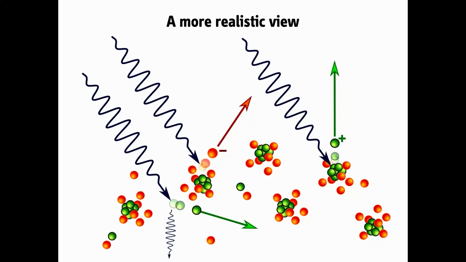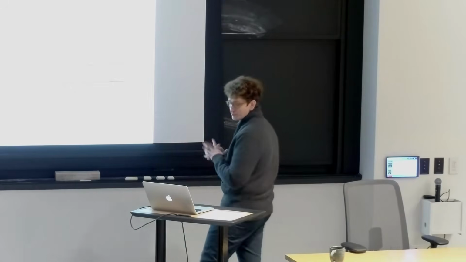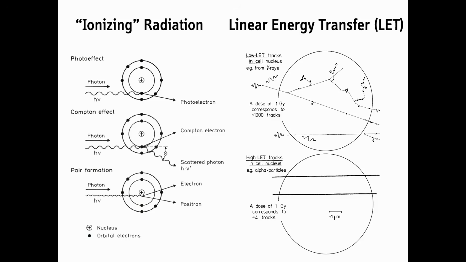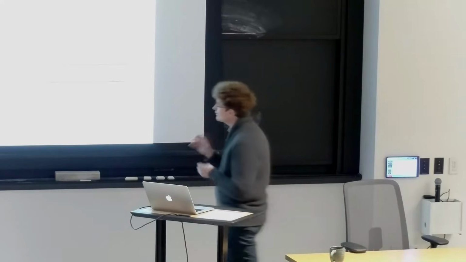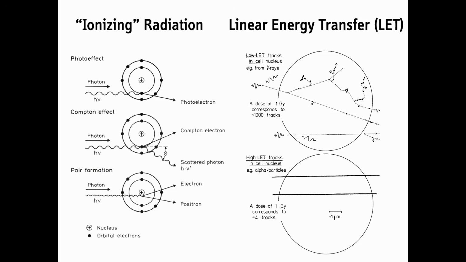In reality, this is what it looks like, right? You have a crazy number of reactions occurring with matter of all kinds. Let's just talk about these a little bit more. So the three principal reactions that dominate are the photoelectric effect, the Compton effect, and pair production. And all of these depend on the energy of the incoming particle and on the Z, or the atomic number, of the nucleus.